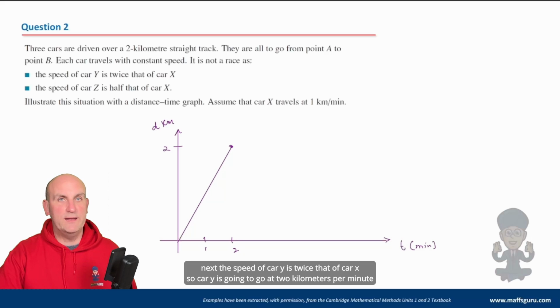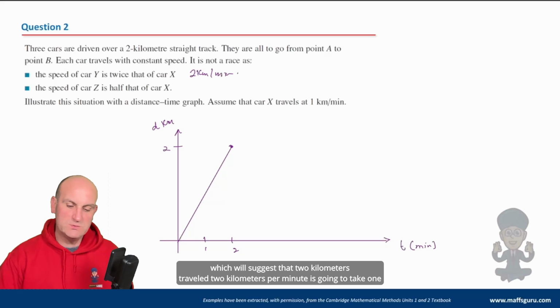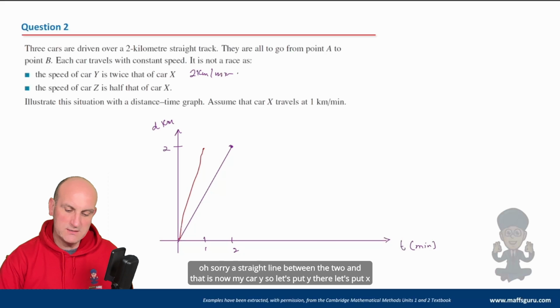So moving on, what do we got next? The speed of car Y is twice that of car X. So car Y is going to go at 2 kilometers per minute, which would suggest that 2 kilometers traveled at 2 kilometers per minute is going to take 1 minute. So there we go. I'm going to do a little kiss there at 1 minute. And I'm going to draw a straight line between the 2. And that is now my car Y. So let's put Y there.